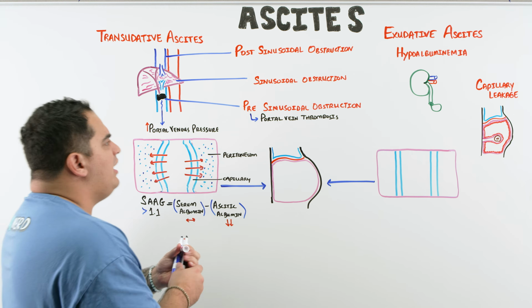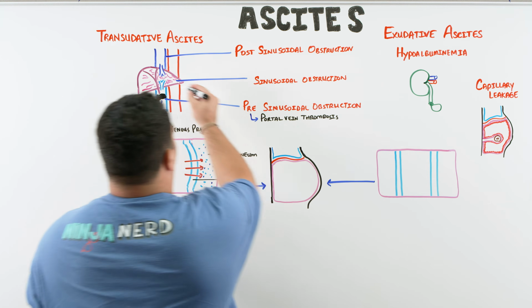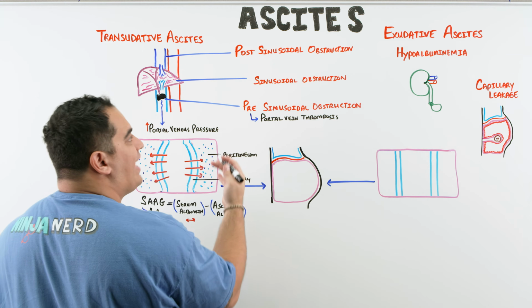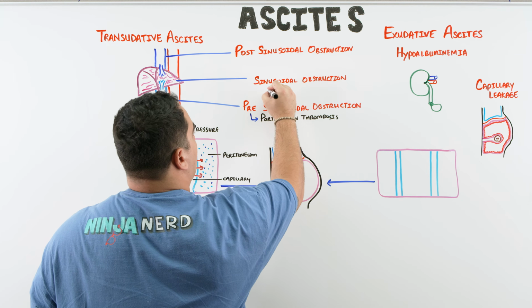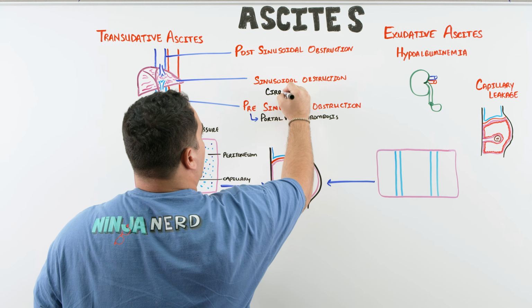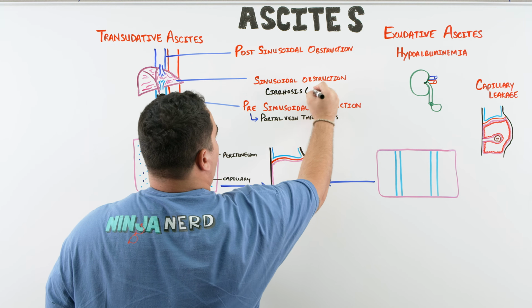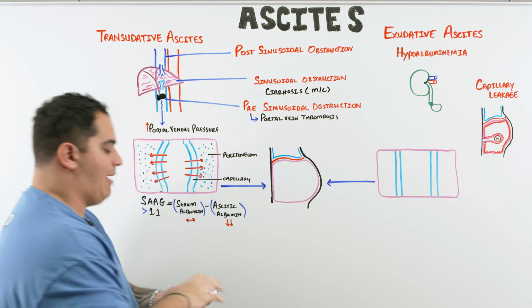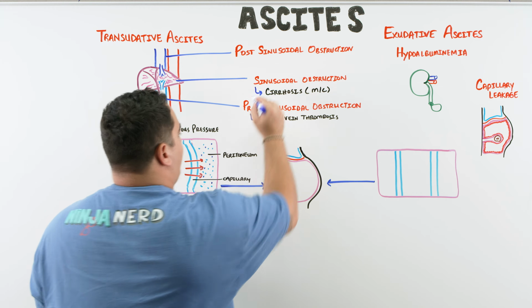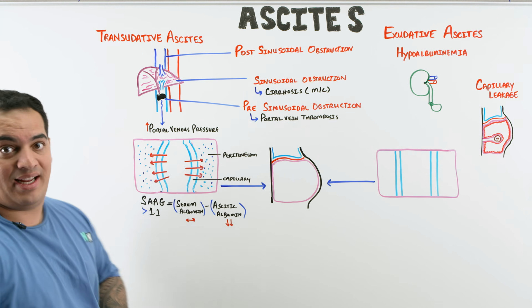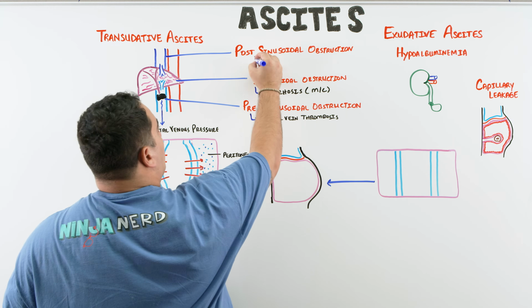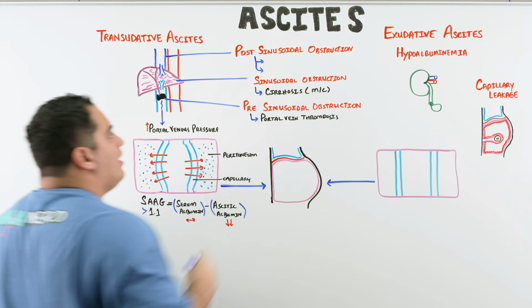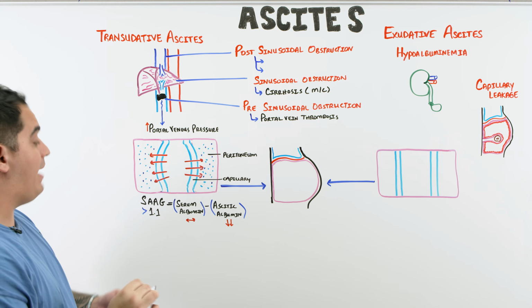So by far the most common cause of a sinusoidal or intrahepatic cause is going to be cirrhosis. And I think it is important to remember that this is by far going to be the most common one, especially for portal hypertension or transudative ascites. The last two are also important to remember. Again, they're not as common, but definitely think about them.